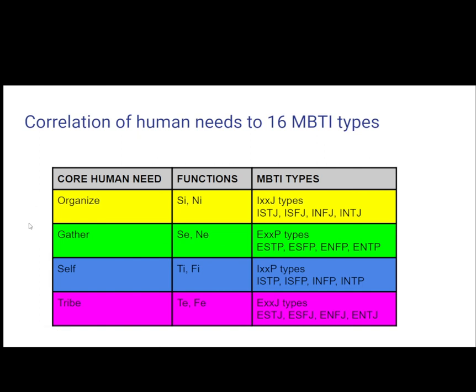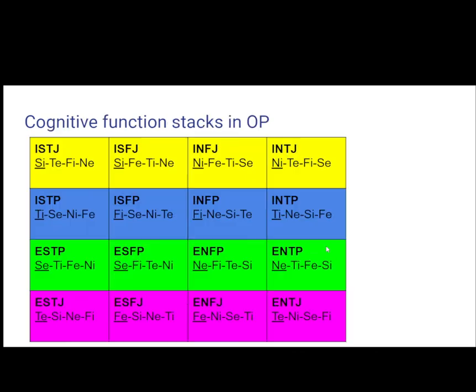Okay, so for gather, that corresponds to SE and NE. So the EP types are going to be the types that lead with gather as their strongest human need. ESTP, ESFP, ENFP, and ENTP. Okay, and then they're shown in this row over here in green in the type table.